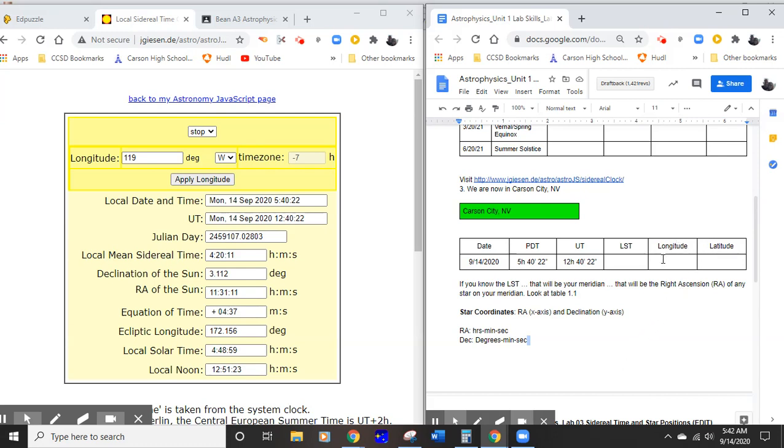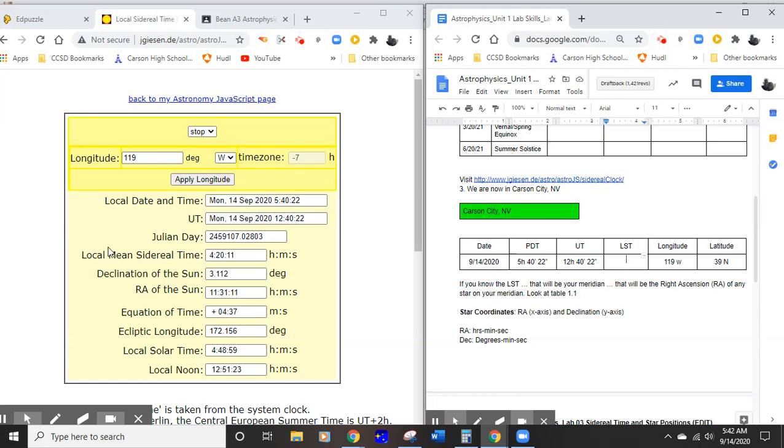So the longitude was 119 degrees west, right? Latitude is 39 degrees north. Now here's the important part right here. It says local sidereal time. Local sidereal time means where you are at. We are in Carson City, so this is our local mean sidereal time.